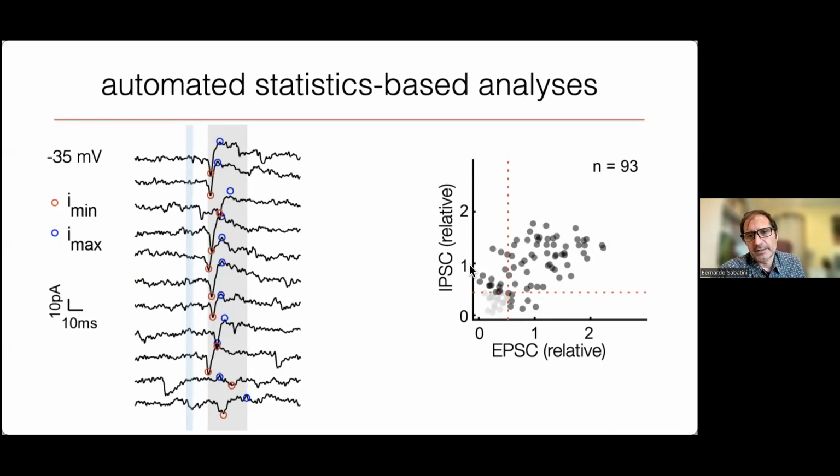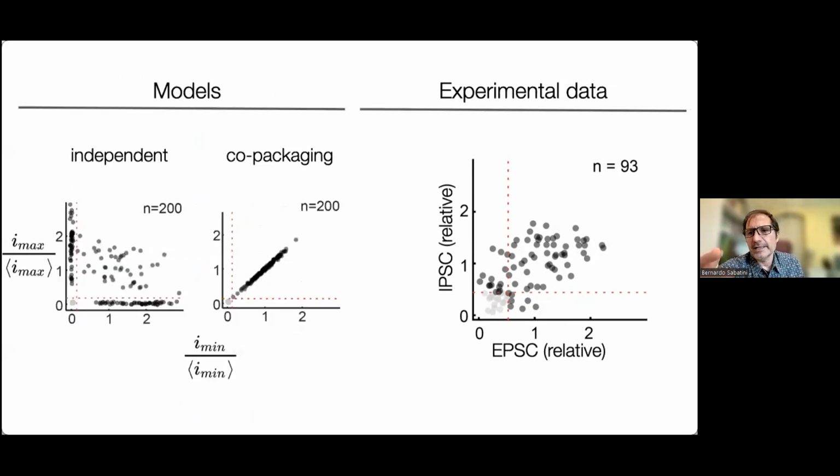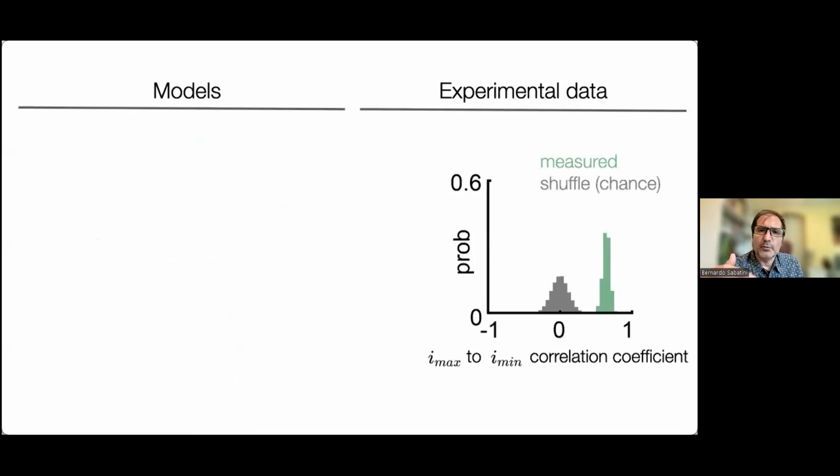And then if we plot the minimum current versus the maximum current, you can see that there's a nice correlation there, as one would expect for co-packaging of the vesicles. So we can then compare this to models and then in a formal way, do some bootstrapping, some non-parametric statistical tests, and ask, does the data conform to what we'd expect for independent or co-release packaging? And so, for example, if we look at the correlation coefficient between the size of the inward current and the outward current, or rather the minimum and the maximum, we can see here that what we measured was a correlation coefficient that's very close to 1 from bootstrapping, and that's quite different than one would expect by chance, which is close to 0, of course.